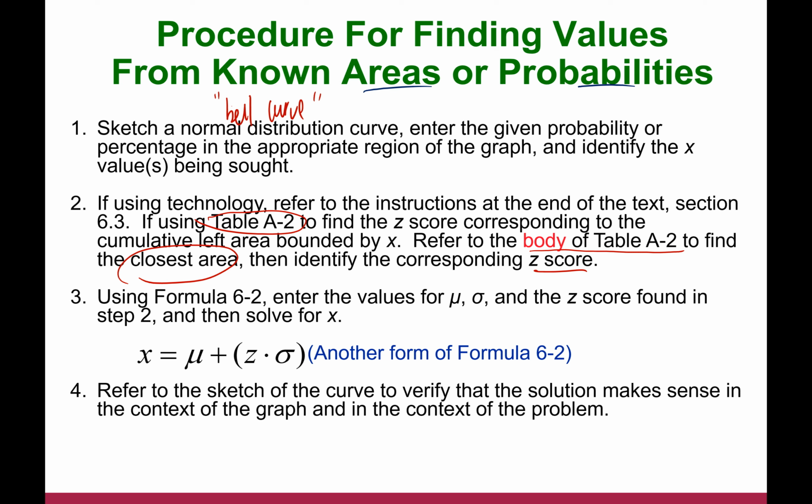Then we use formula 6-2. You could do a little conversion to get the x value by itself using some algebra. Given the population mean, standard deviation, and z-score, we find the x value, which is what we call a continuous random variable: mu plus z times sigma. Then refer to the sketch of the graph to verify the solution makes sense for this particular context.